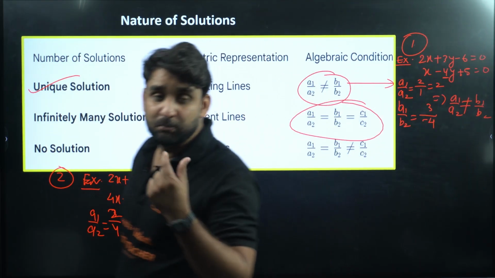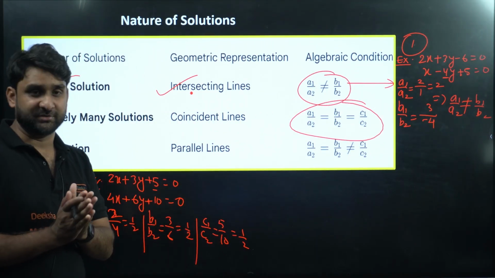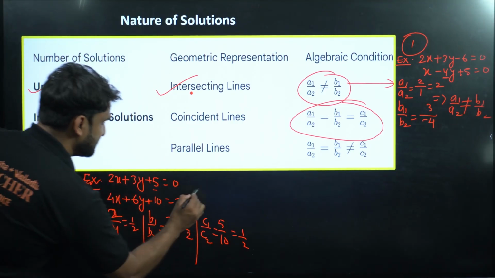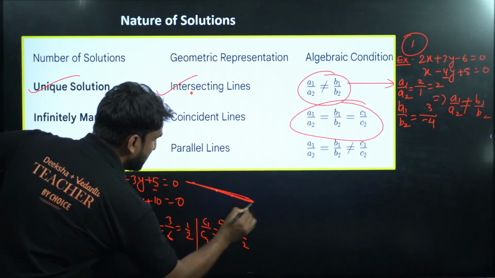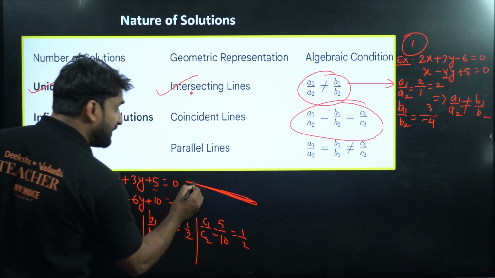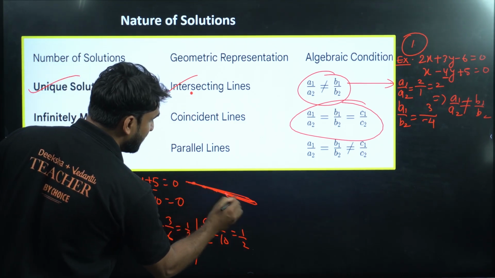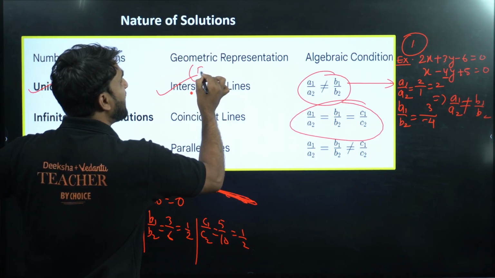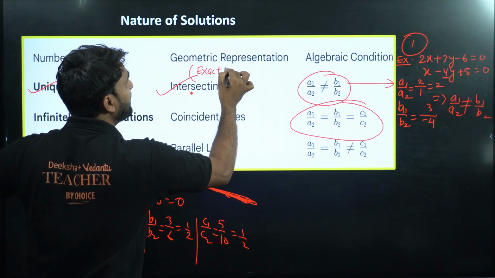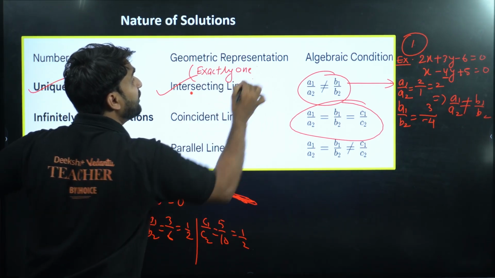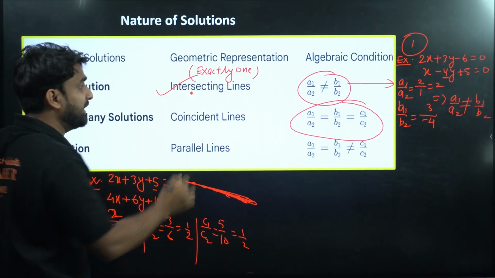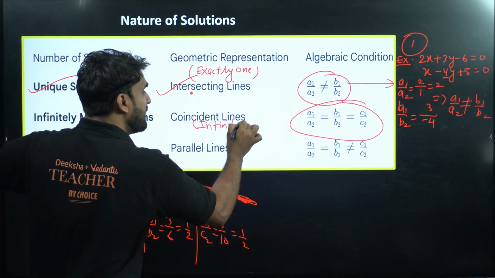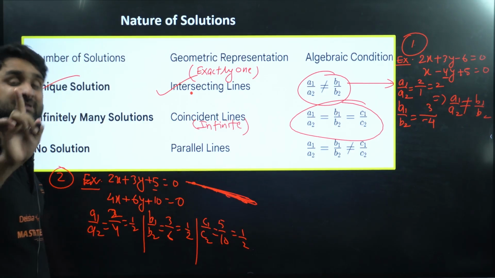It indicates that on graphical representation, both lines will be coinciding lines. It means both lines will be lying on each other. And how many solutions will there be algebraically? Infinitely many solutions. How many solutions in the first case? Exactly one solution, because the lines are intersecting, so there is only one common intersecting point. And here, infinitely many solutions, because the lines are coinciding with each other.